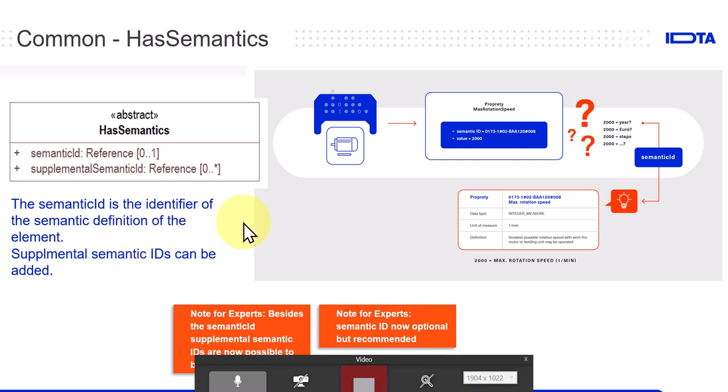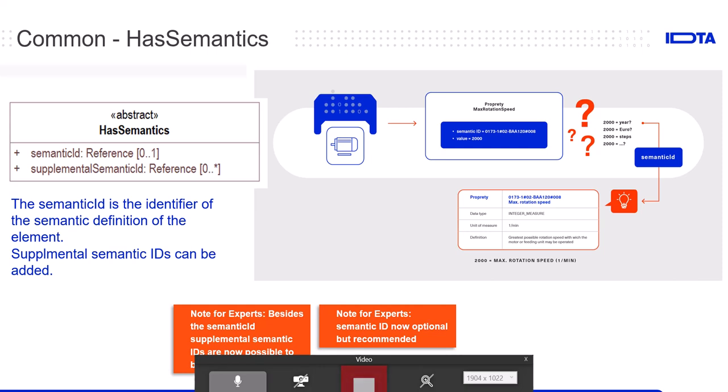And this is the very, very important abstract class has semantics. And what is new is that we do not only have one semantic ID, we do now also have supplemental semantic IDs, because sometimes, for example, we will see it on the next slide perhaps when I discuss matching strategy, there might be reasons to have more than one semantic ID, but the semantic ID, this one is the main semantic ID that is mainly used for matching algorithms.